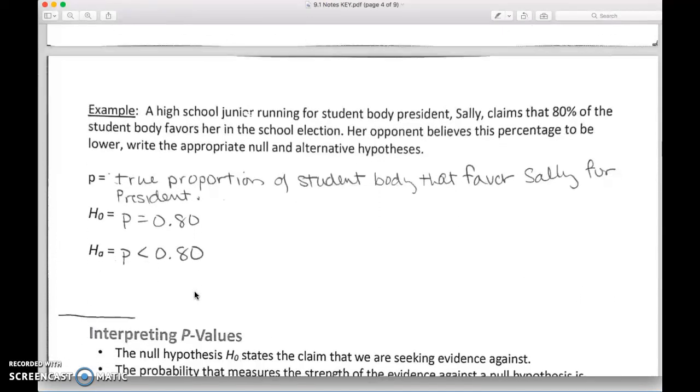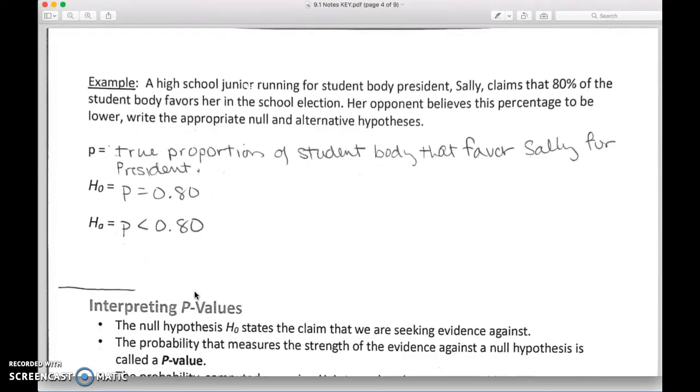So if we look at this example, and this is really the last example I'd like you to look through today. It says a high school junior running for student body president claims that 80% of the student body favors her in the school election. Her opponents believe this percentage to be lower. Write the appropriate null and alternative hypotheses.